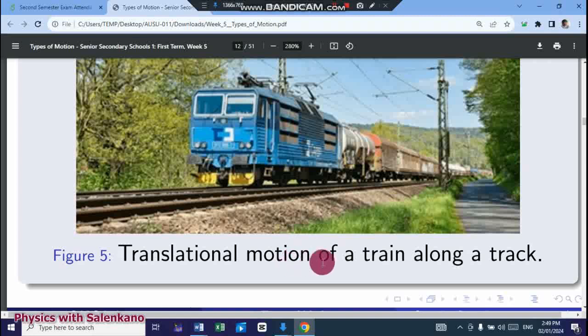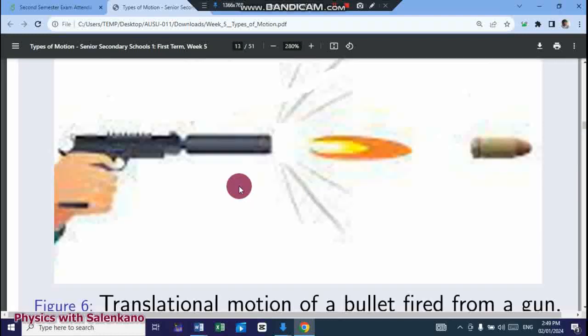Again, we have translational motion of a train along a track. It moves from somewhere here to somewhere here along the same direction. Thirdly, we have translational motion of a bullet fired from a gun. You can see the bullet was somewhere here. When fired, it moves all the points in the bullet. Every particle in the bullet is facing the same direction, and it is transferred from a point somewhere here to a different point here.